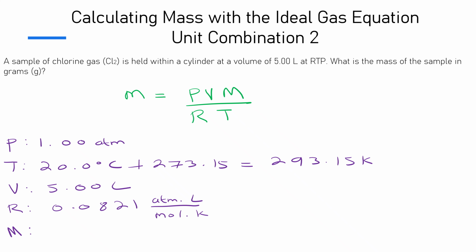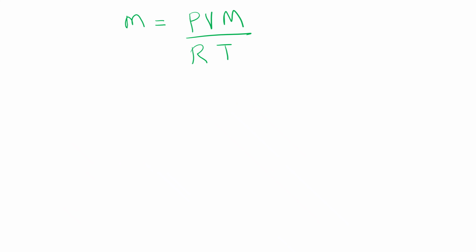So what we do is take 35.5, the relative atomic mass, to 3 significant figures, and we multiply it by 2 to get our molar mass, which is 71.0 grams per mole of chlorine gas. Okay, let's put our values into the equation. So we are working out the mass of the sample of chlorine gas.